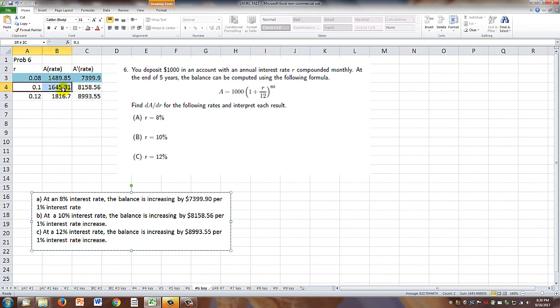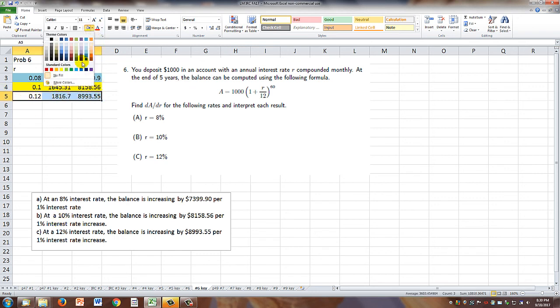So the second one right here, at a 10% interest rate, the balance is increasing at $8,158.50 per additional interest rate increase, per 1% interest rate increase. And then the last one, at 12%, at that 12% interest rate, at that instant, the balance is increasing at $8,933.55 per 1% interest rate increase.